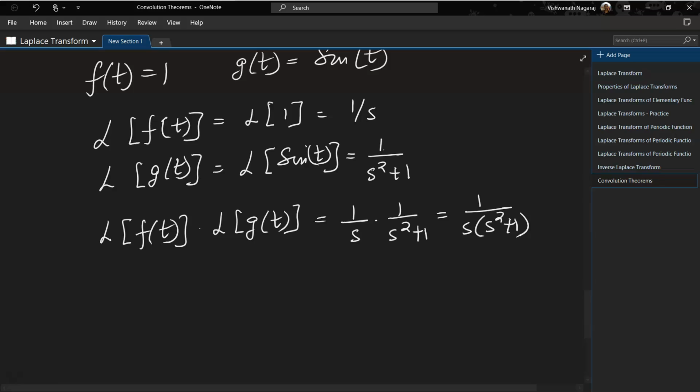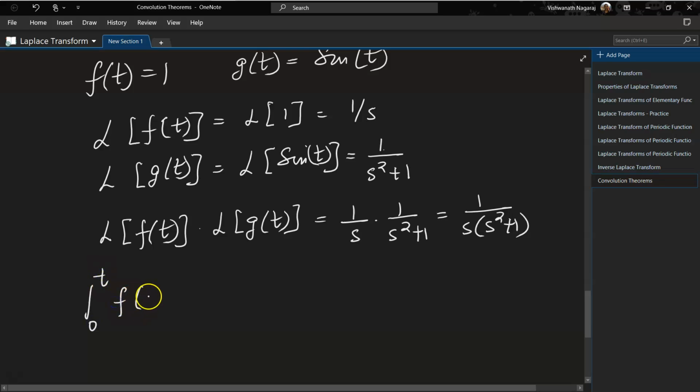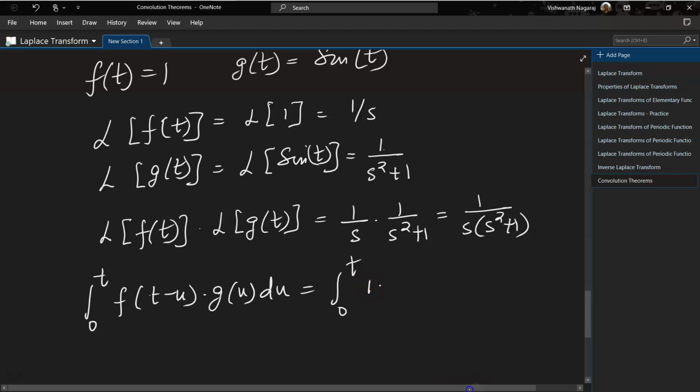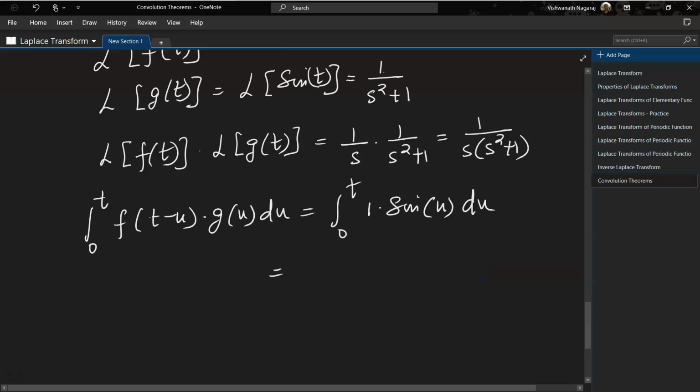Now let's do the same thing using integration, right? So 0 to t f of t minus u g of u du. Yes, let's do the substitutions. Now remember, f of t is equal to 1. That means anything that you pass to this function, it will be 1. So which means this is 1. And g of u is sine, so sine of u du. Now let's integrate. We can ignore 1.